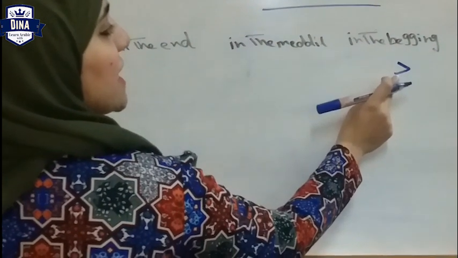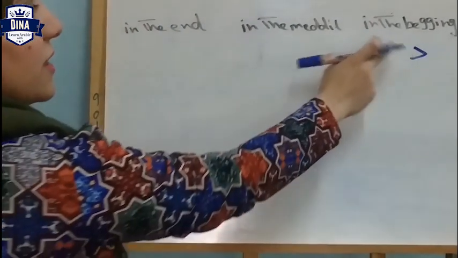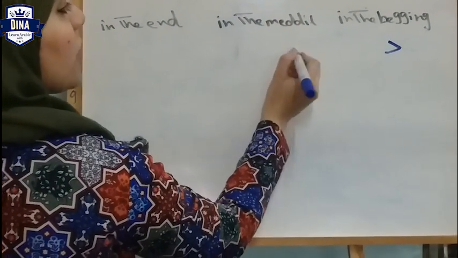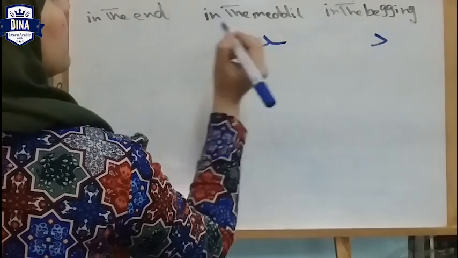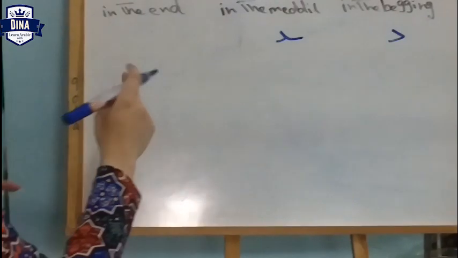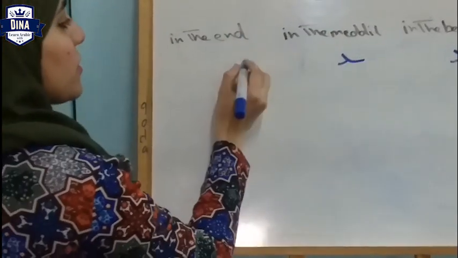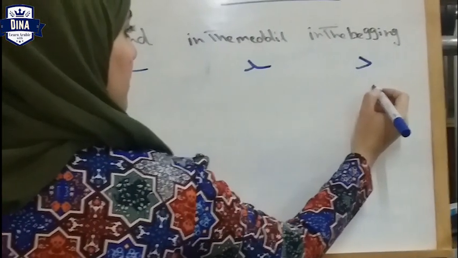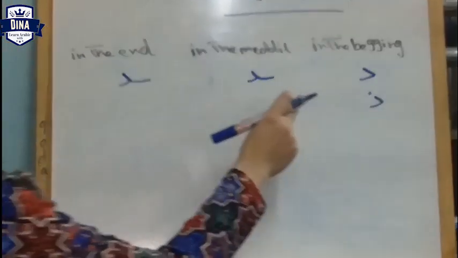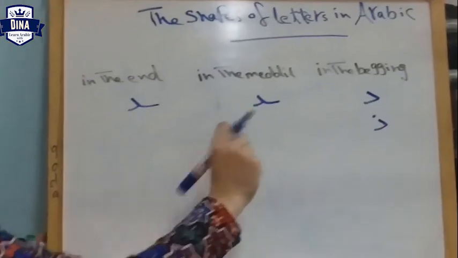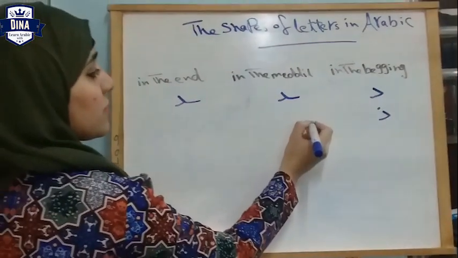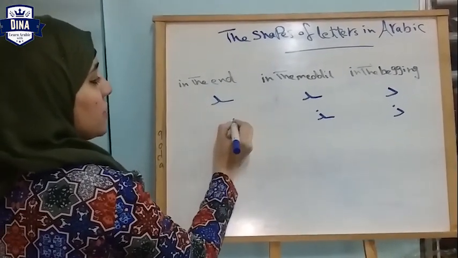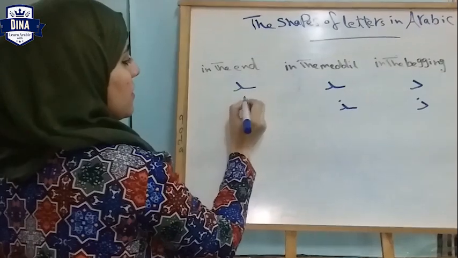Then Dal, sitting down properly on the line. And when it's coming in the middle of word, it becomes the same. And when it's coming in the end of word, it becomes the same shape also. Then Thal, sitting down properly on the line. And when it's coming in the middle, it becomes this shape. And when it's coming in the end, this is the shape.